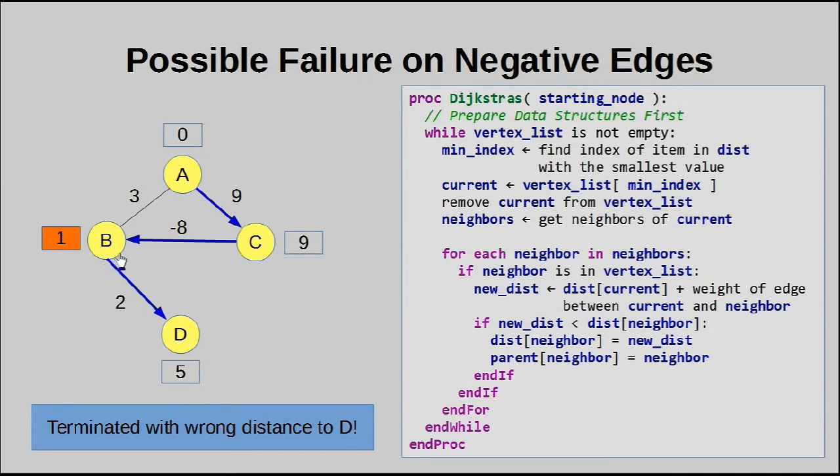Since we know that the distance to B is 1, then the distance to D should be 1 plus 2 equals 3. But that does not happen. Notice that because the algorithm does not update any further linked nodes, what you end up with is a wrong distance at the end. So this is a very simple example to show you that, in Dijkstra's algorithm, if you have a negative edge, you run the risk of getting wrong results.